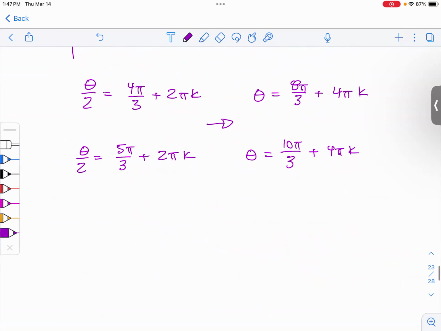Okay, so now we test some k values, and I always start with k equals 0. That gives me 8 pi over 3 for the first one, 10 pi over 3 for the second one. 8 pi over 3 is above 2 pi, and that is in our range. So basically we need to test until we get to a number that is 8 pi.